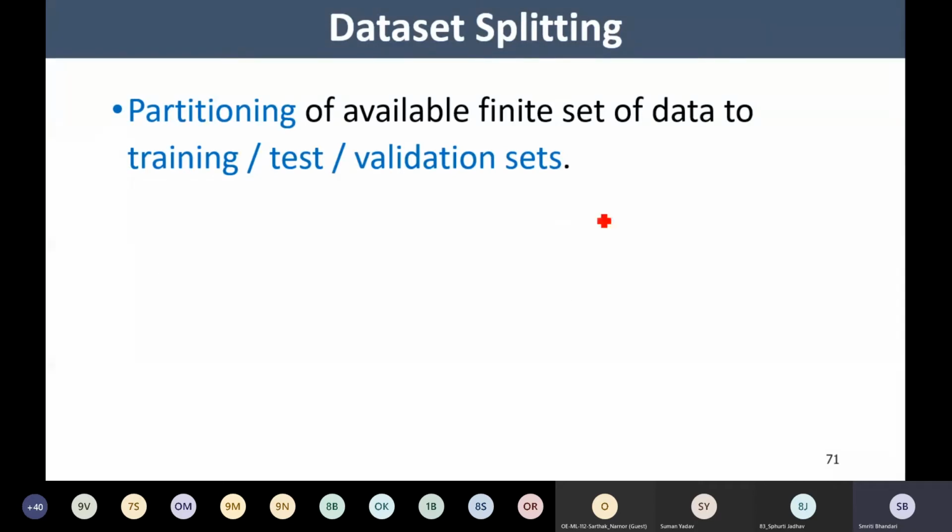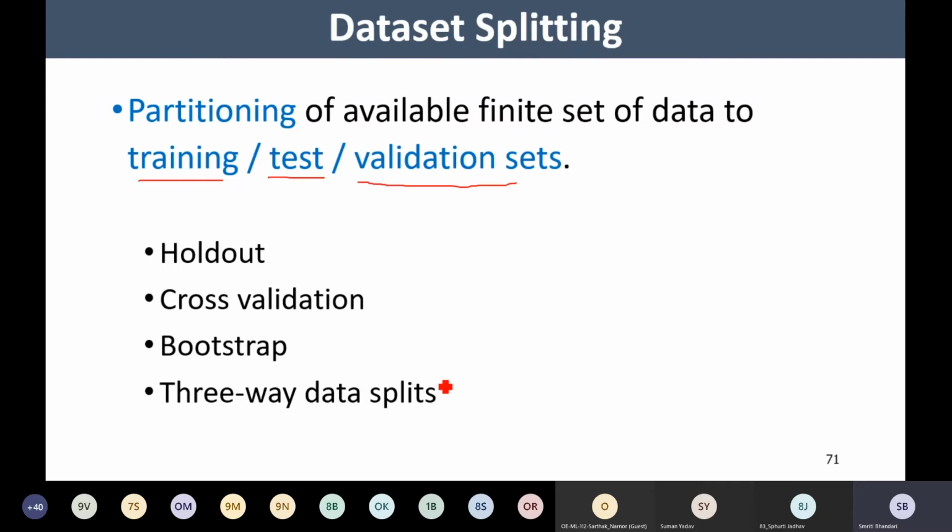So we are supposed to partition our available finite set of data into data sets such as the training data set, the testing data set, and sometimes we may have a third kind of data set, that is the validation data set. So we are going to talk about such kind of splitting of the data, how we can partition the data. There are several ways to partition the data. I have listed a few of the ways here.